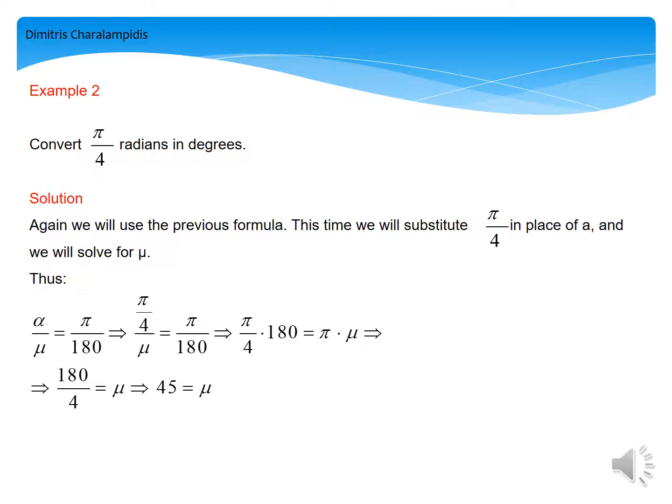Thus, pi over 4 over μ equals pi over 180. Then we do a cross multiplication and write pi over 4 times 180 equals pi times μ. Both pi's can be cancelled out, and we can write 180 over 4 equals μ. Thus, μ equals 45. And this means that pi over 4 radians actually correspond to 45 degrees.